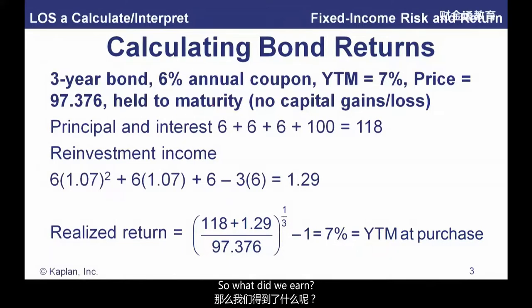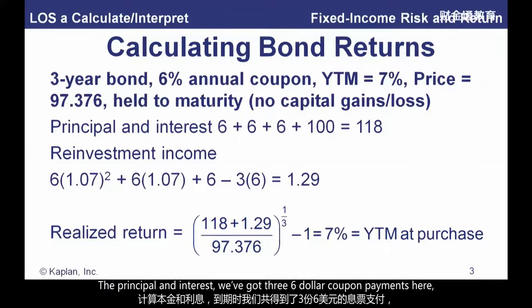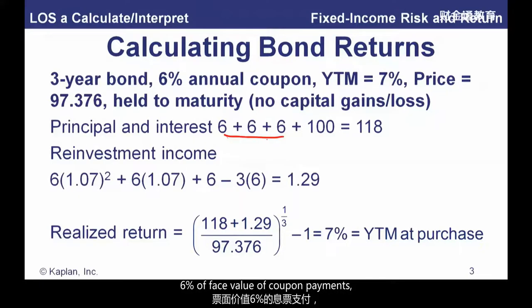So what did we earn? Well, the principal and interest, we've got three $6 coupon payments here, or 6% of face value coupon payments, and 100% of the face value paid at maturity. So that sums up to 118% of face value.